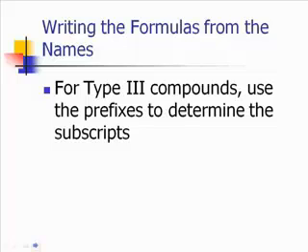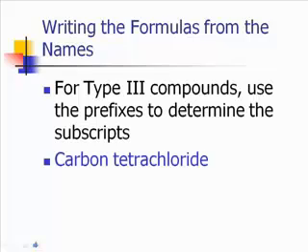All right, now, for type 3 compounds, it's a lot easier to write the name. You just use the prefixes and write the formula exactly the way that the name indicates. So, for example, carbon tetrachloride, 1 carbon, 4 chlorines. Okay, no balancing of charges, nothing. You just write it exactly the way it tells you.